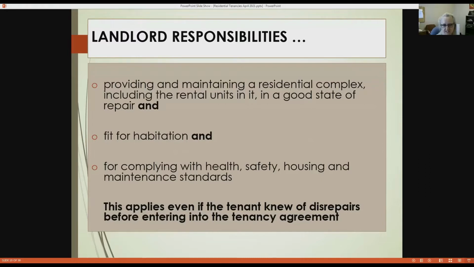This applies even if the tenant moved into the unit knowing that there was a big hole in the wall. That doesn't mean the landlord doesn't have to repair it, and it does not mean that that does not have to be addressed.